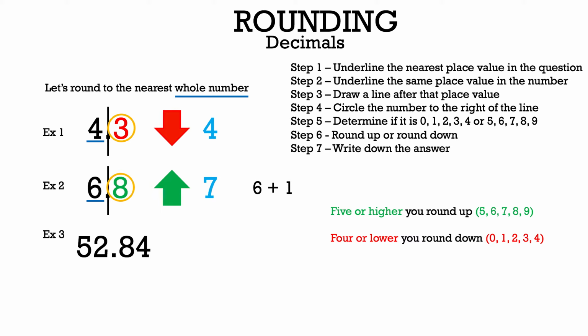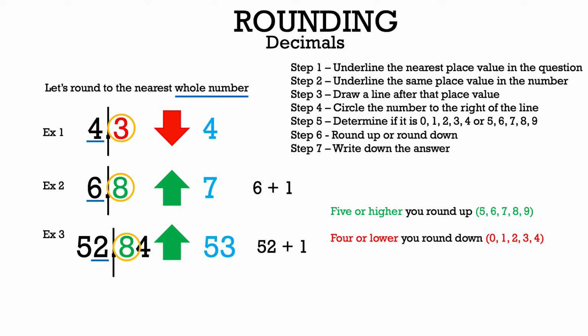Now let's take a look at example 3. Ooh, an extra number. Don't worry about it. If you follow the same steps, you'll get the same answer. We're looking for a whole number, so we just want no decimals. So we're going to underline the 2, put a vertical line, circle the 8. Since it's 5 or higher, we have to add 1 to 52, which gives me 53 as your answer.